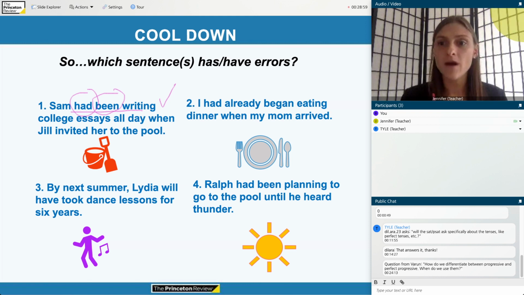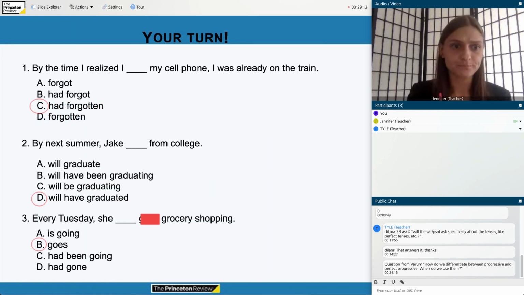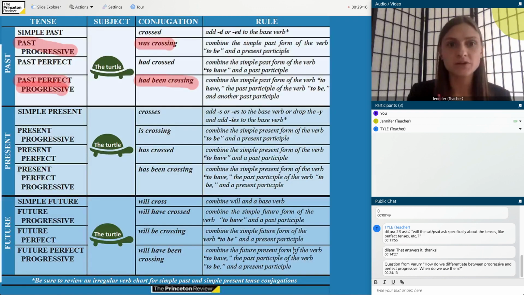If you think about the question I just addressed, the difference between the progressive and the perfect, we go back to our verb chart to see had been. Which one matches up? That's one way, when you're trying to learn your tenses, to ask which one has had been. Oh, that's our past perfect progressive. Had been something-ing.